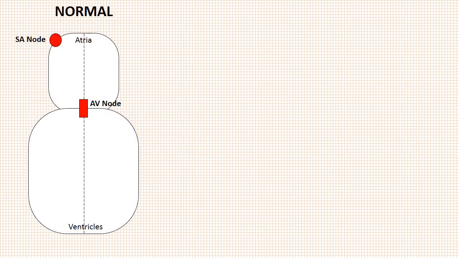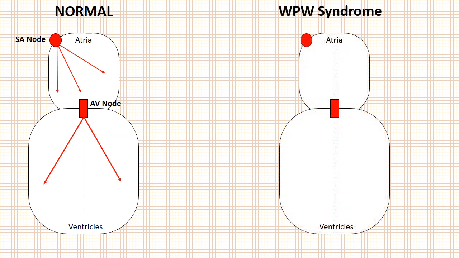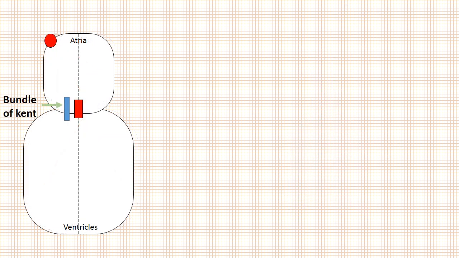As we discussed, SN node generates impulses which depolarize the atria, then current goes to ventricles through AV node. Normally, current cannot pass from atria to ventricle apart from AV node. In WPW syndrome, there is anomalous atrioventricular conduction pathway, which is congenital in origin. This pathway enables atrial impulses to bypass AV node, and this anomalous conduction pathway in WPW syndrome is known as bundle of Kent. In WPW syndrome, cardiac activation occurs in three phases.